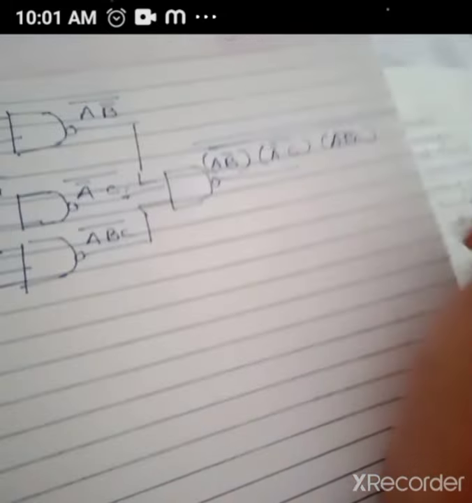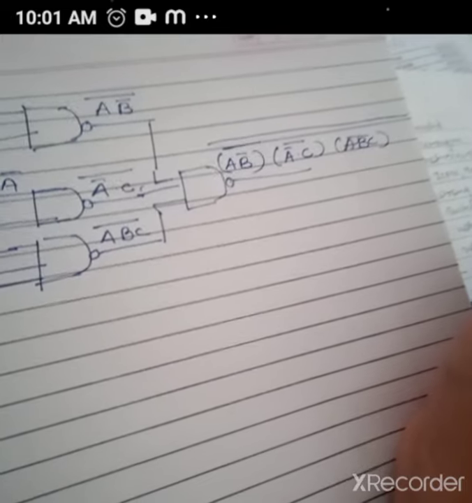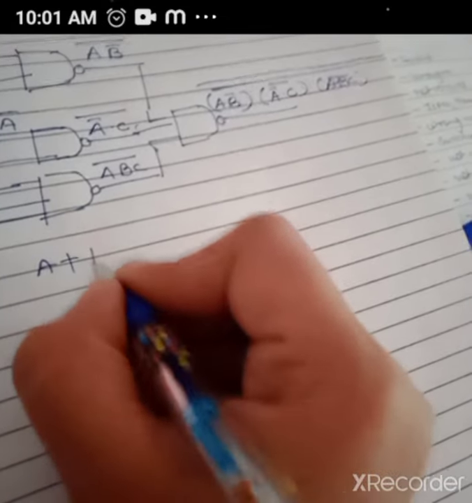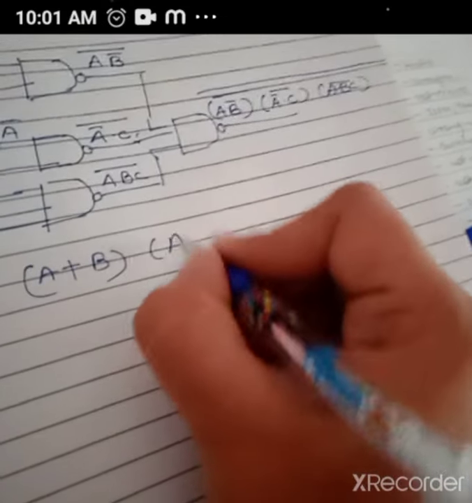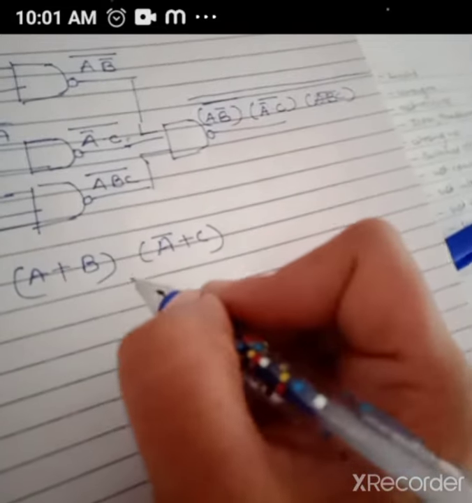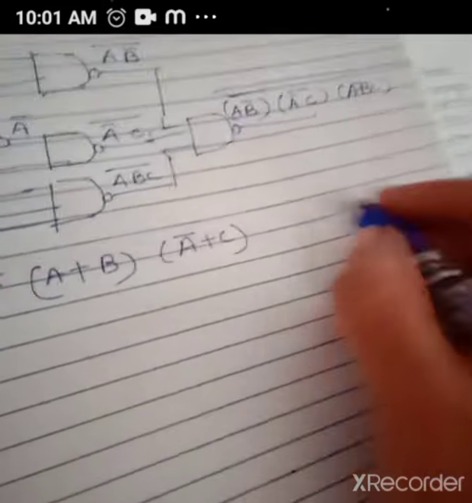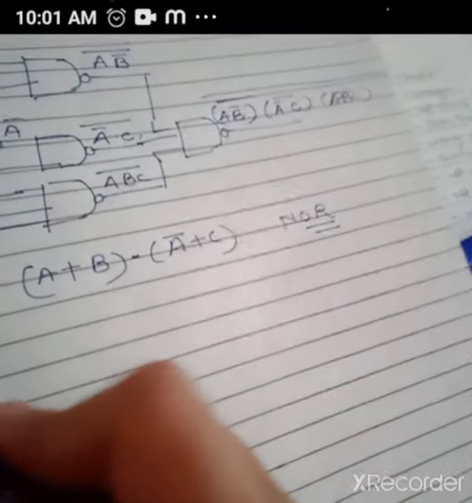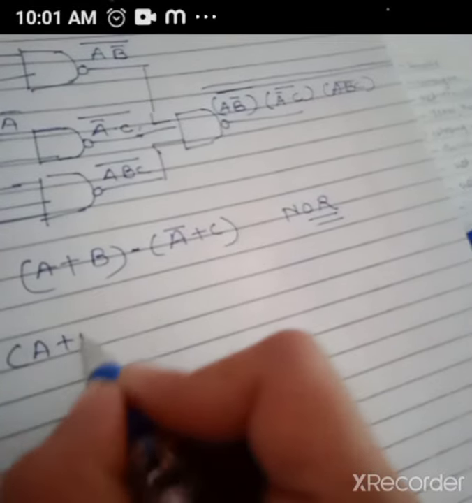So this is called implementation using NAND. Now we'll see the next example. Y equals (a plus b) (a bar plus c). This given equation you have to implement with NOR, which means you require only plus and complements, but here the dot is present. So give double bar.